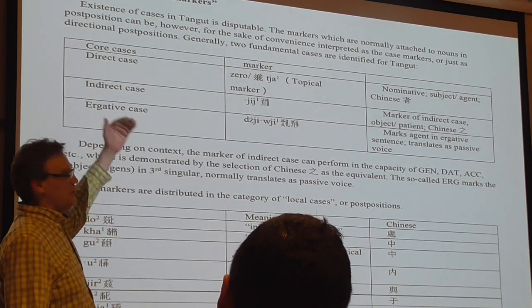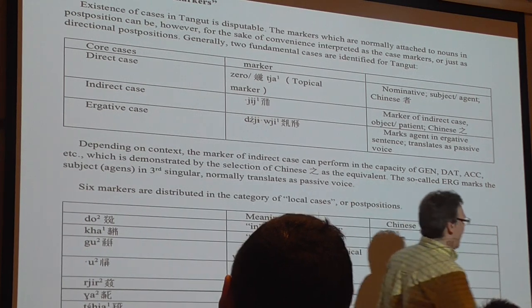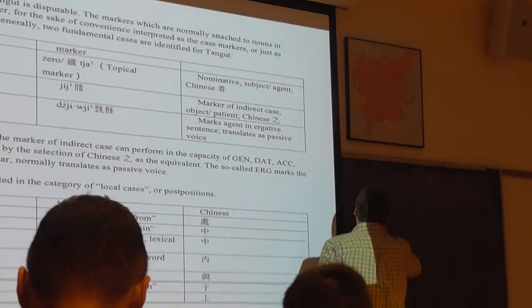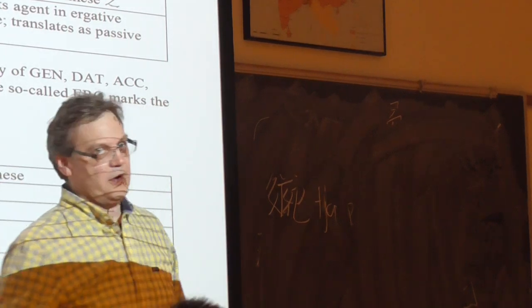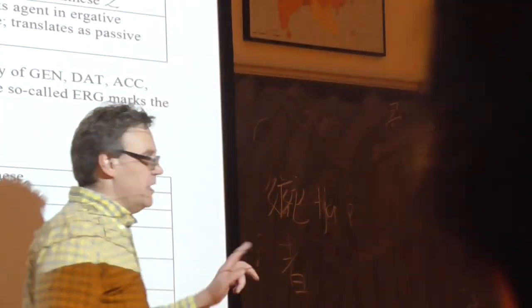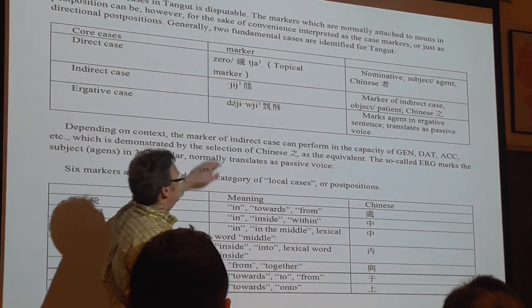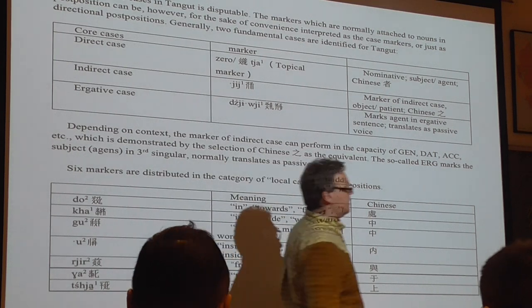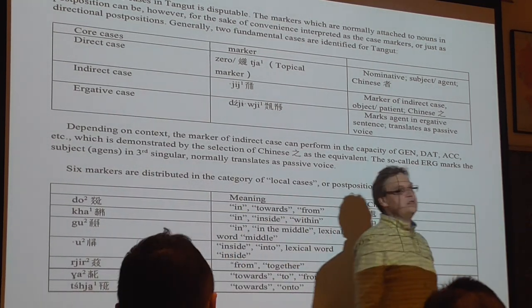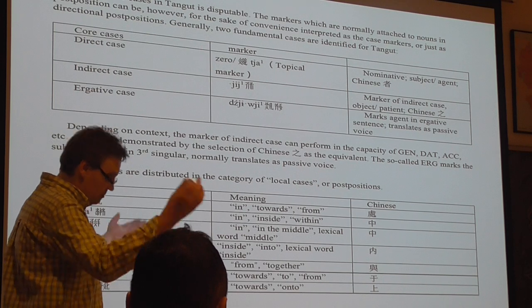One is the direct case, or nominative, which has a zero marker. It's not marked at all. And there is also this Tangut character, Tha, which is a topical marker, translated as Chinese zha. I'll mention this later in a moment. The other one is the indirect case, which indicates the indirect object. The marker is yi, normally translated as the Chinese zhi. And this is the same marker which is used for genitive and also for dative, as it should be.